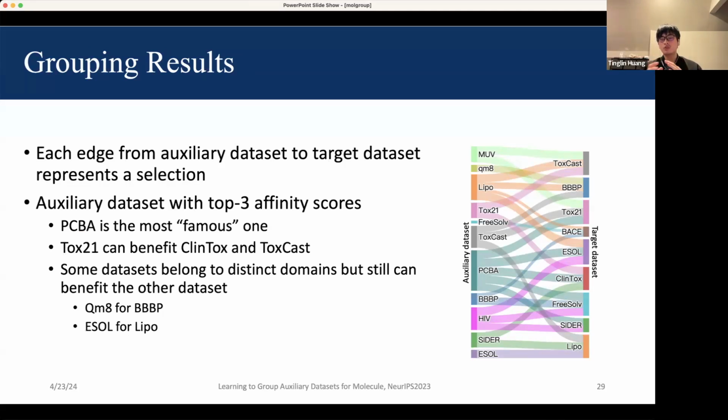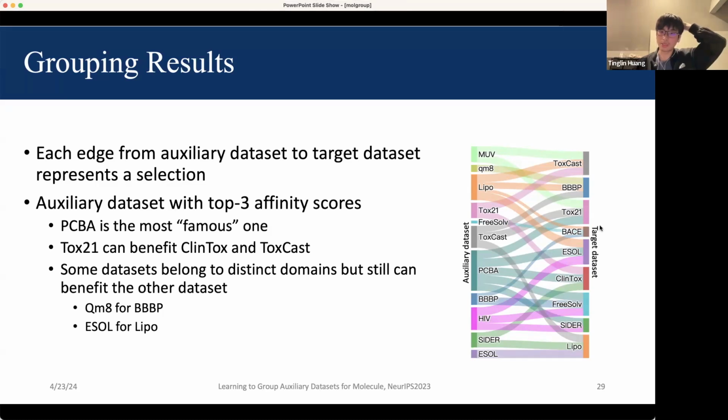Here we visualize the selection result as a bipartite graph. You can see on the left-hand side are the auxiliary data sets, and on the right-hand side are the target data sets. Each edge represents a selection. Here we show the auxiliary data sets with the top three affinity scores. And here we can have some interesting findings.